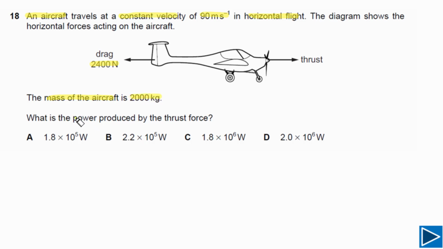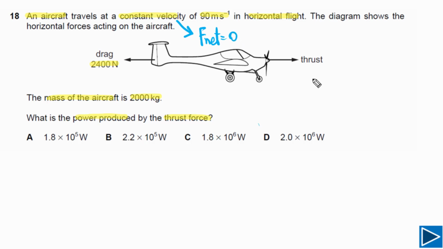For this question, we need to find out what is the power produced by the thrust force. It is given to us that the aircraft is traveling at constant velocity. Constant velocity means that the forces acting on this aircraft are balanced, or simply we can say the net force on this aircraft is equal to 0.